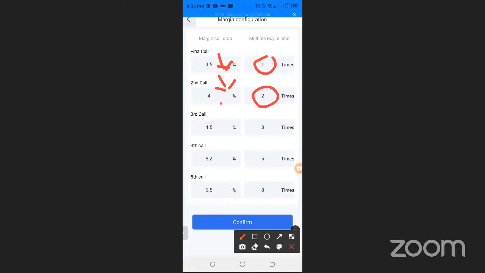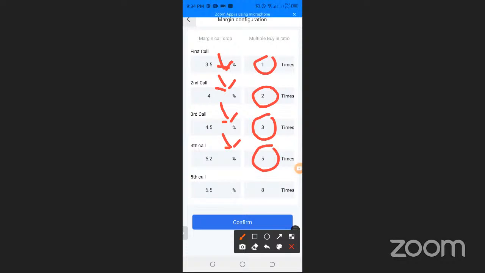And if the price further goes down, now it is the 3rd call, the robot is buying this same coin 3 times. $50 into 3 is $150. $150 plus 200, meaning the robot has already at this 3rd call spent $350. And now I said if the price further goes down by 5.2%, the robot should buy this coin 5 times. So 5 times is $50 times 5, 250. 250 plus 350 already spent is $600.